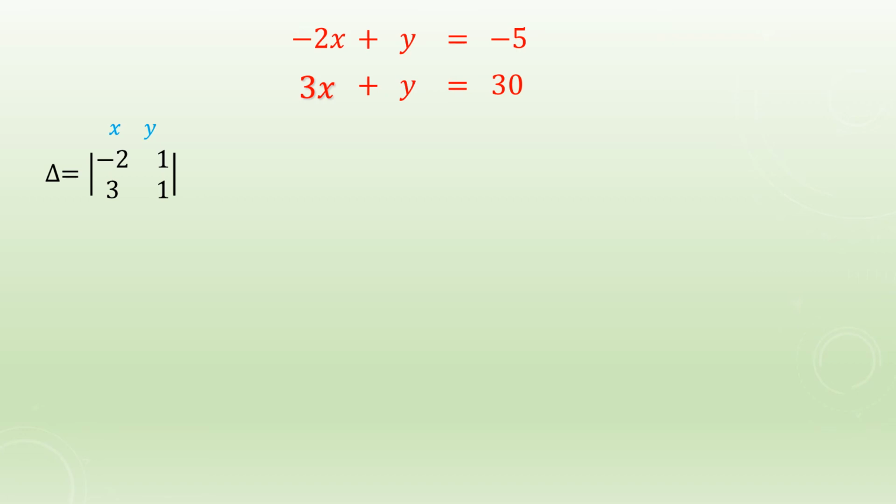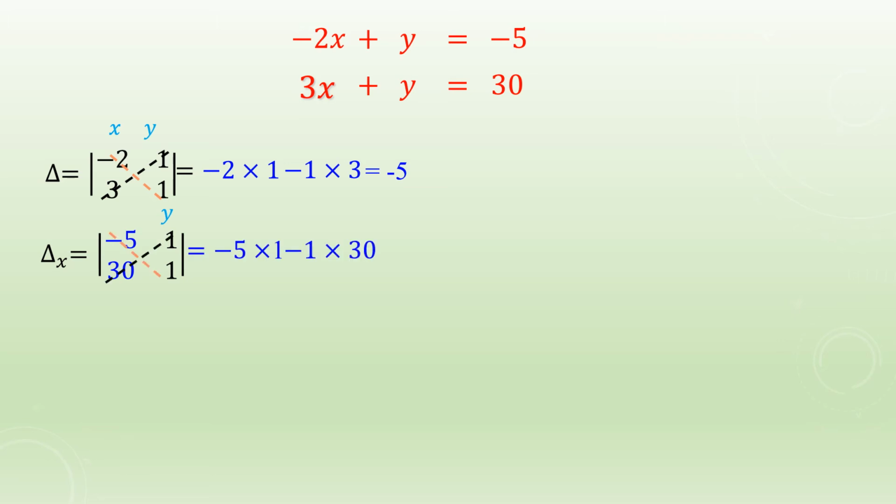Then this is a second order determinant. To solve it, I use the first row, and the signs are positive and negative. Then positive negative 2 multiplied by 1 minus 1 multiplied by 3 equals negative 5. Now I need to find delta x. I replace the coefficients of x with the constants, negative 5 and 30, and I keep y the same, 1 and 1. Now negative 5 multiplied by 1 minus 1 multiplied by 30 equals negative 35.